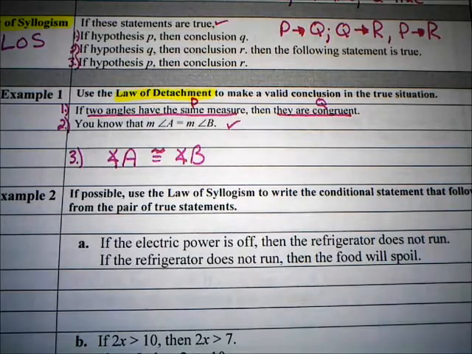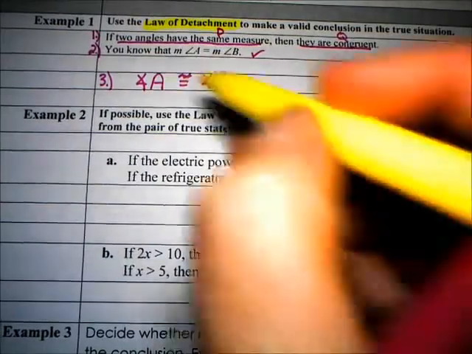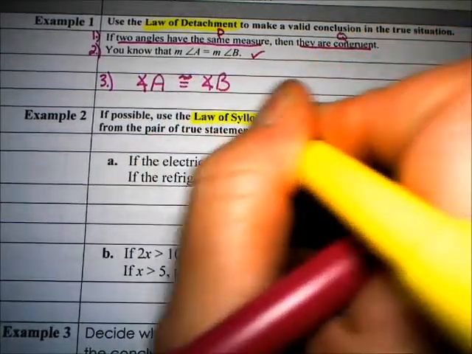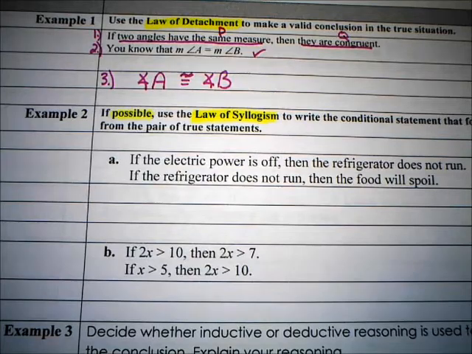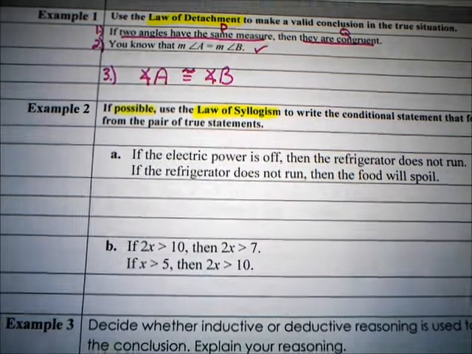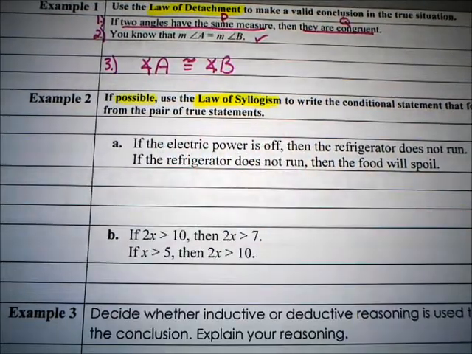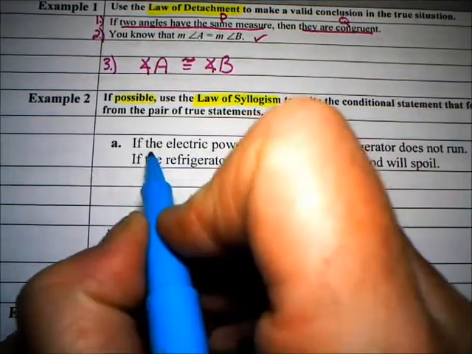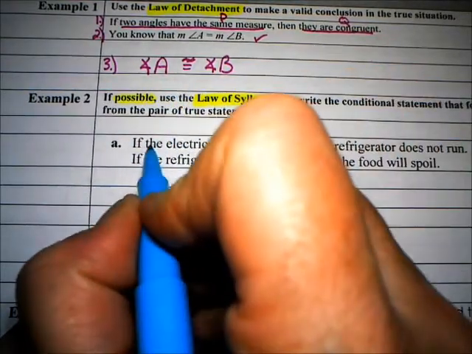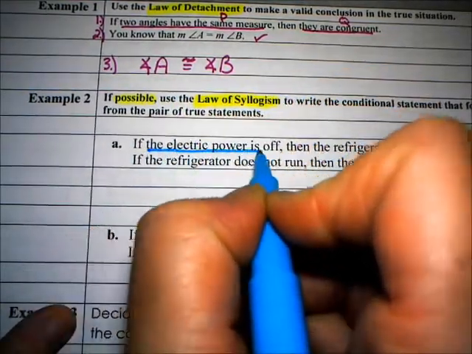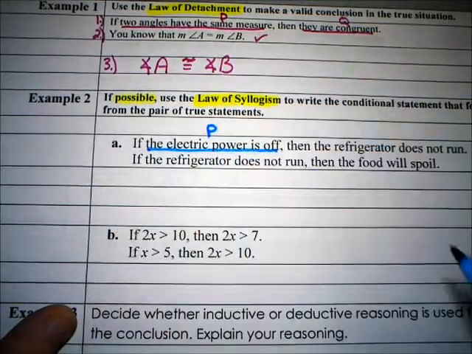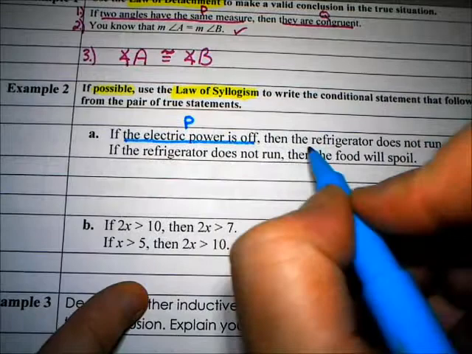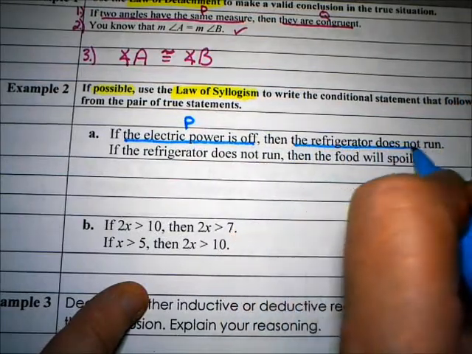On number 2, they want us to use the law of syllogism if it's possible, because you can't always necessarily do that, to write the third statement. If I look at the first one, after the word if, the electrical power is off. There's my P. Then here's the second part, the Q: the refrigerator does not run.